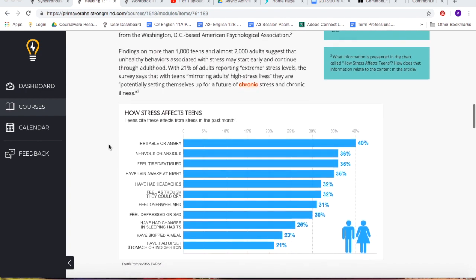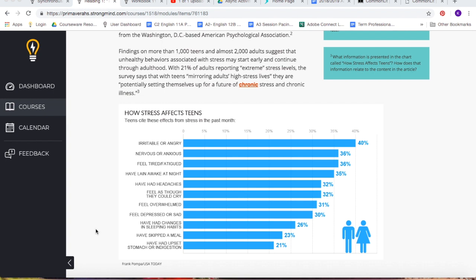So if we look here at this bar graph, look how many categories there are on how stress affects teens. This is how the stress is manifesting itself. So irritable or angry. A teen might feel irritable or angry when stressed. That's at 40%. Nervous or anxious, 36%. Tired and fatigued, 36%. They've lain awake at night due to stress, 35%. And so this is obviously set so the highest manifestation of stress is number 1, and then it scrolls down to have had upset stomach or indigestion at 21%. So we can see the decrease here and how these manifest themselves. That's quite a few things.